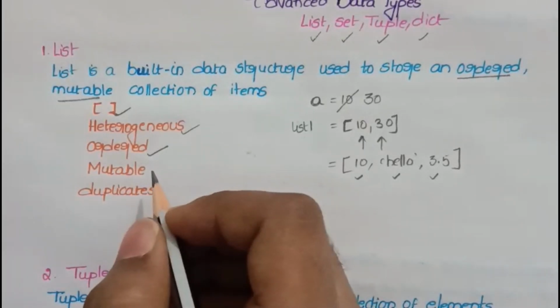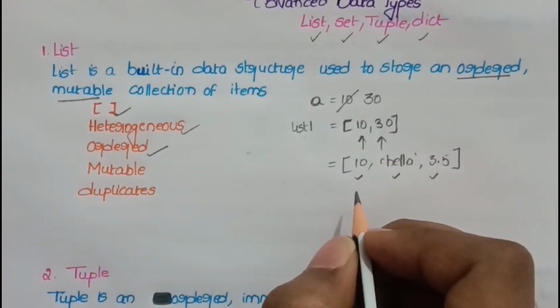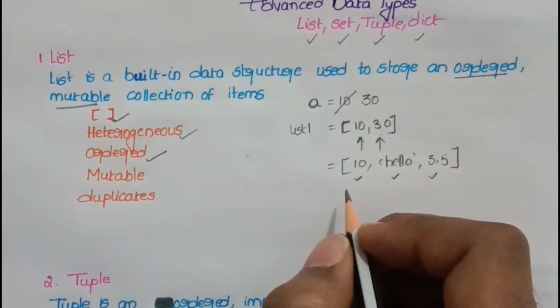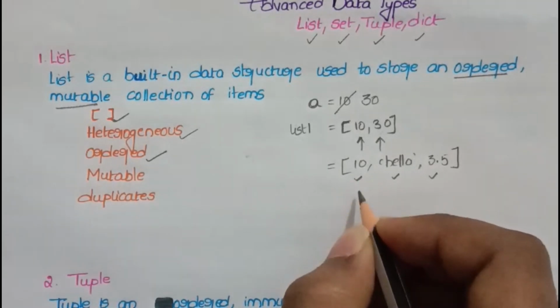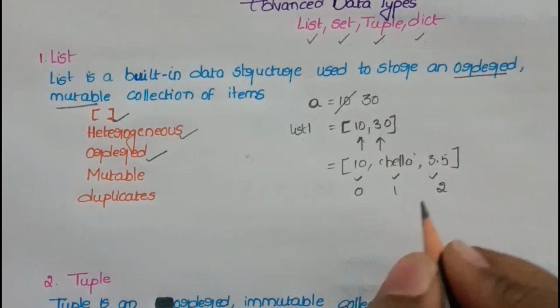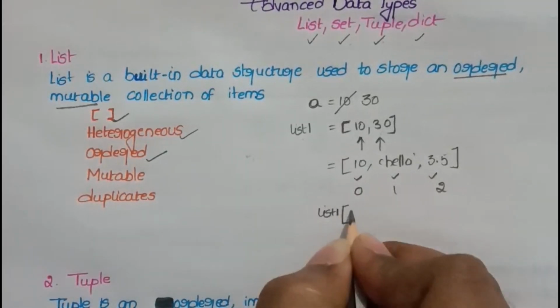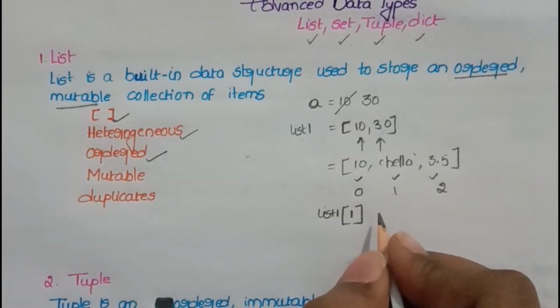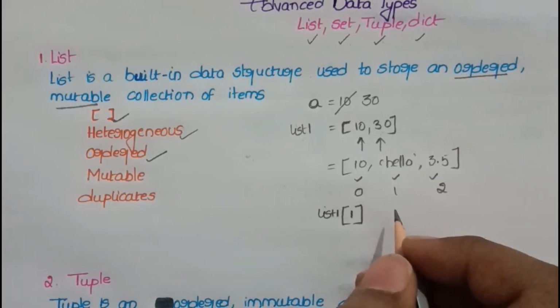The second important feature of list is it is ordered. Ordered means an index can be applied over the elements of the list. We will discuss indexing in detail in the upcoming videos, but for now, indexing starts from 0. The first element will be given index 0 and so on, 1, 2. If you want to access hello, you can write list1[1]. So you can randomly access elements of a list using an index. It is known as ordered.